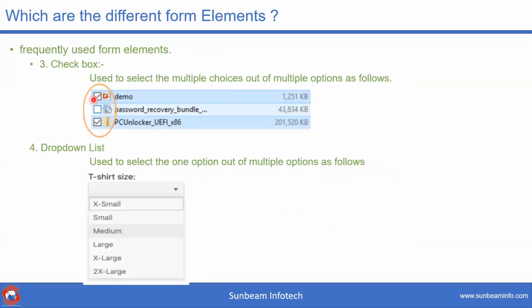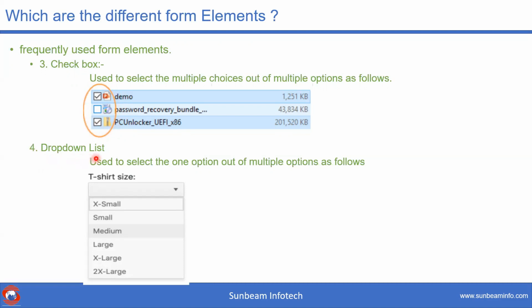Next is the checkbox, used to select multiple choices out of multiple options, as follows. In this scenario, you may observe there are a total of 3 options, out of which I have selected multiple, that is 2 options. So using checkboxes I can select multiple options at a time.